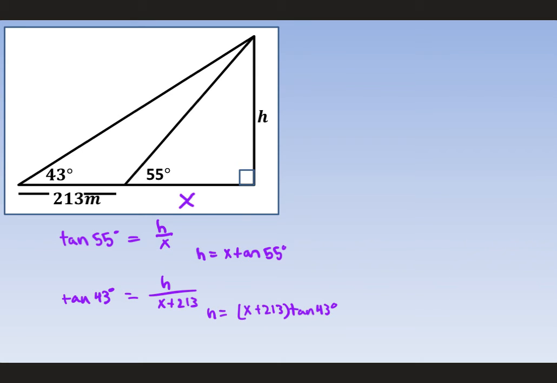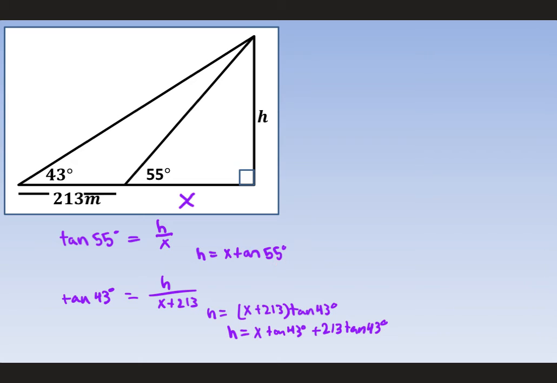All right, well, I can take that tangent of 43 and distribute it to both pieces right here. So I'm actually going to do that as well while I'm here. So I really get that h equals x tangent of 43 degrees plus 213 tangent of 43 degrees. And you might at this point be like, well, you're just doing numbers. You're just moving numbers around. Nothing's actually happening. But something really important just occurred.